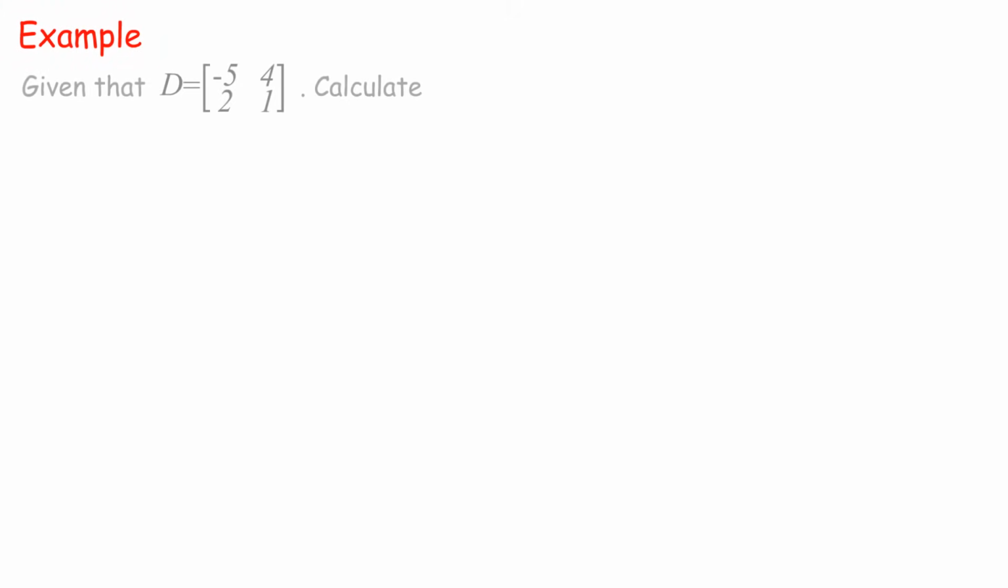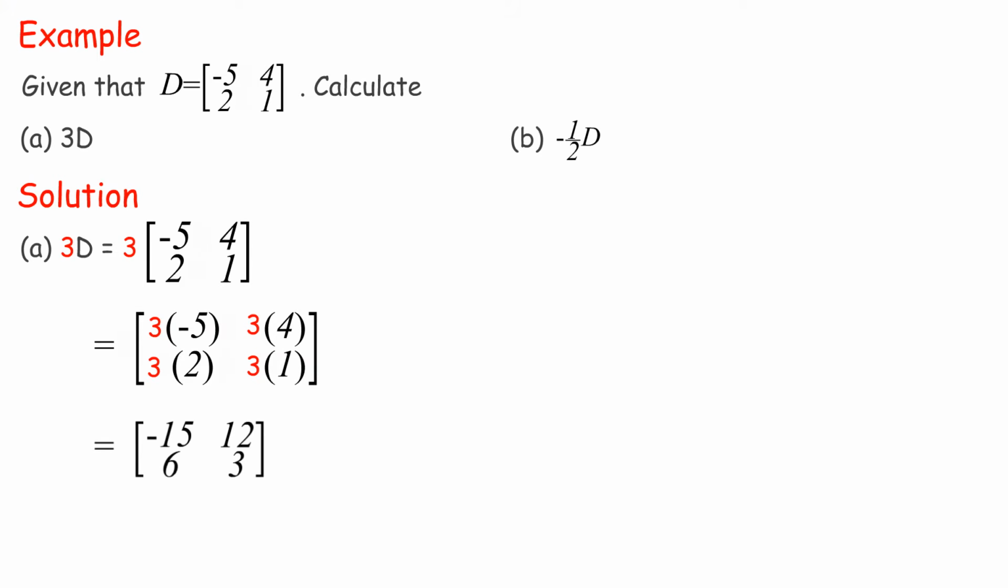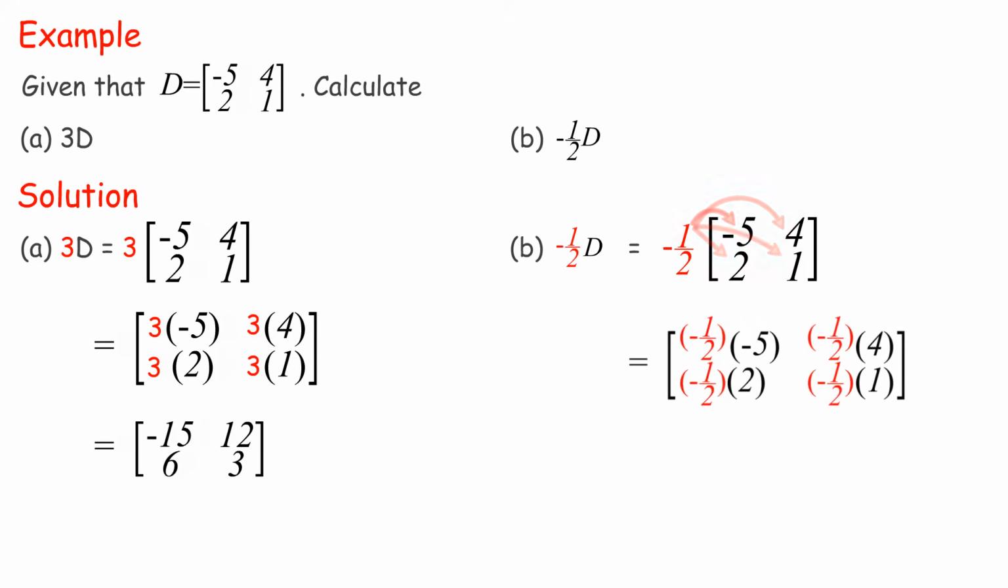Example: given matrix D. Calculate (a) 3D, (b) negative half D. Solution: (a) 3D: 3 times every element in matrix D. (b) Negative half D: negative half times every element in matrix D.